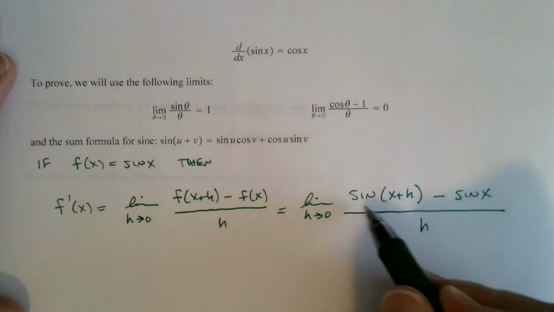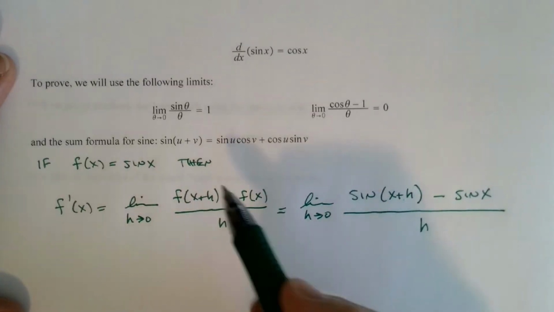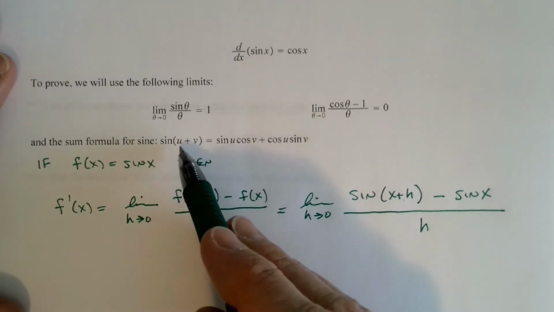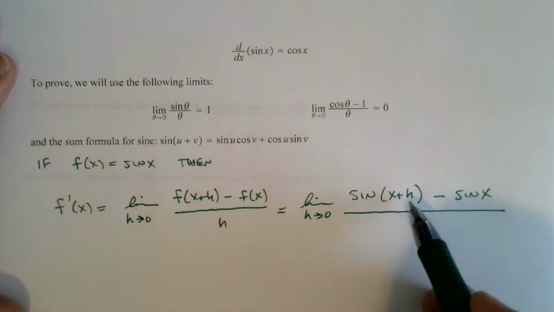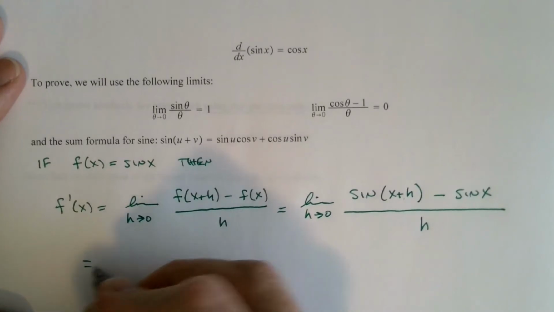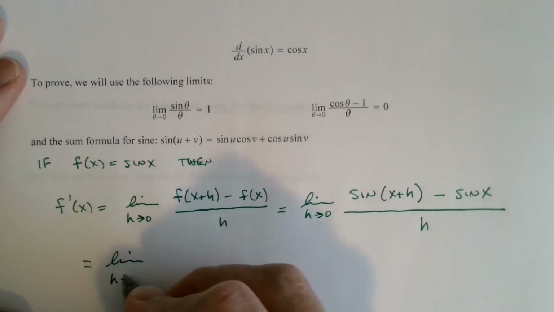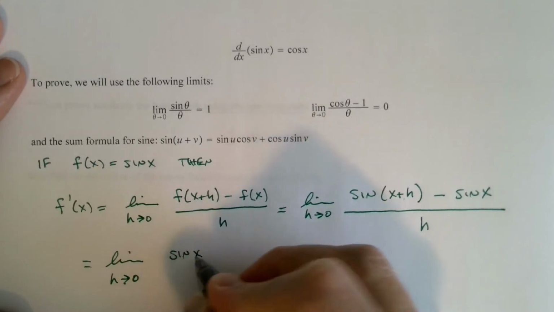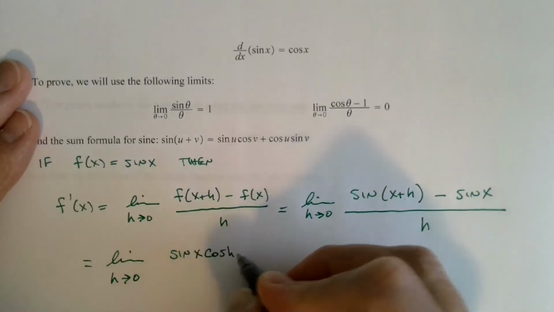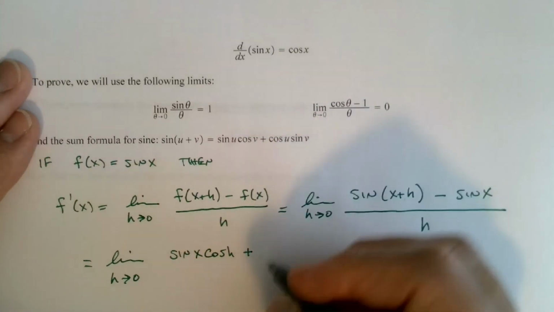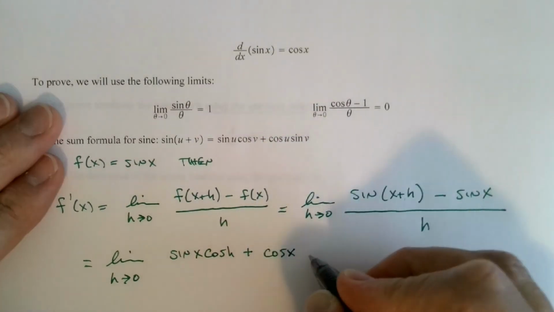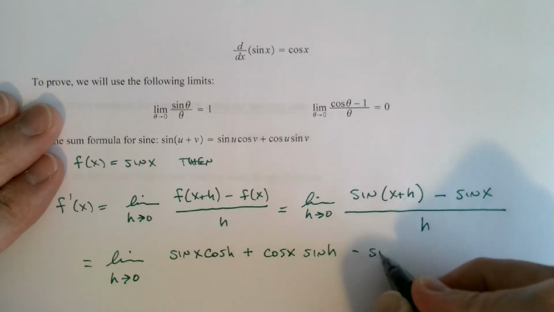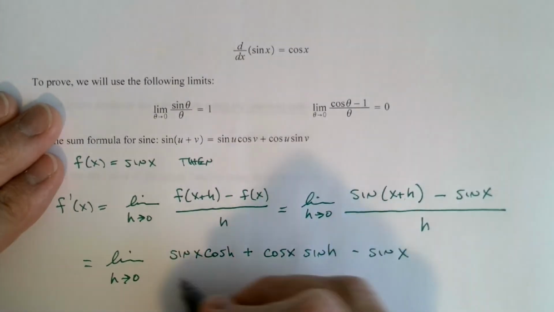Well, I can rewrite this expression, though, using the sum formula for this sine function. So here u and v are correspondingly x and h. So using that, I can rewrite sine of x plus h as sine of x cosine of h plus cosine of x sine of h, minus sine of x. Don't forget that, all over h.